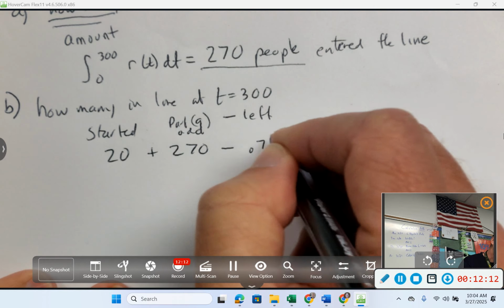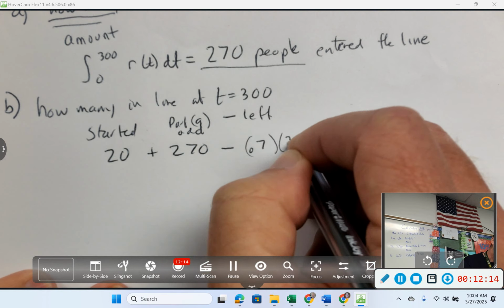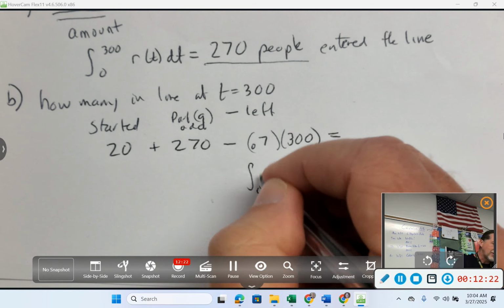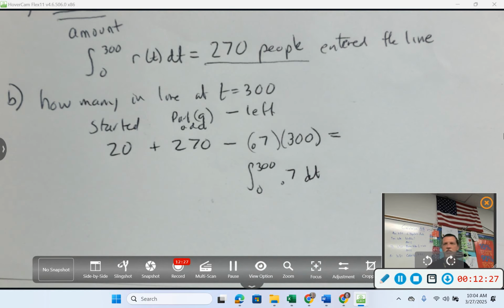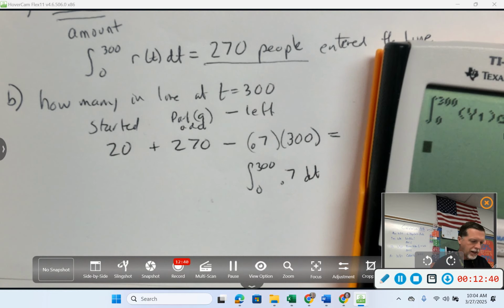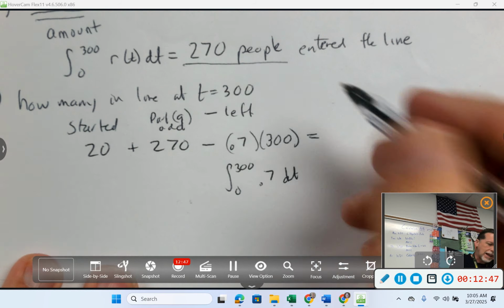So 0.7 times 300 would give us the total number of people that left the line. That is the same thing as the integral from 0 to 300 of 0.7 dt. So if you're sticking with the calculus approach, it still works. But some of you would hopefully realize that I can just do 0.7 times 300. That would be a safe stop, but I got a calculator, so let's figure out how many people are in line. So that turned out to be 80.